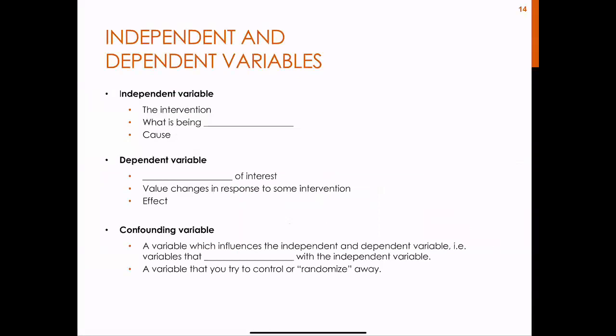And we also need to know what types of variables we have in a study, specifically independent variable and dependent variable. The independent variable is typically an intervention or something that the researcher may be manipulating.